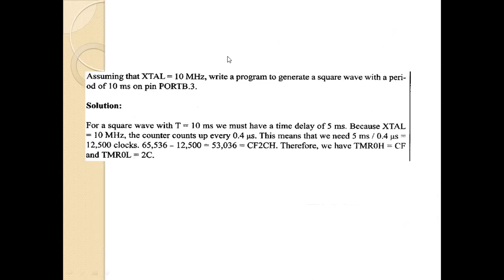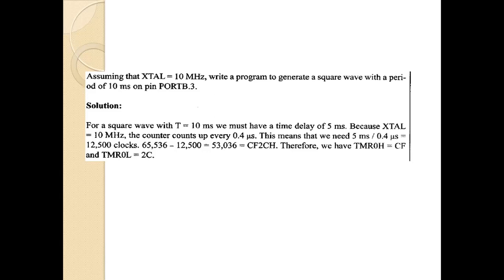So this is the example. Suppose a 10 megahertz crystal frequency, and we are going to generate a 10 millisecond square wave on port B. How are you going to write this program? You know that for a 10 millisecond square wave, it is 5 millisecond on, 5 millisecond off. So our aim is that whenever 5 millisecond is over, then the overflow occurs and whatever my signal is, it should be complemented.